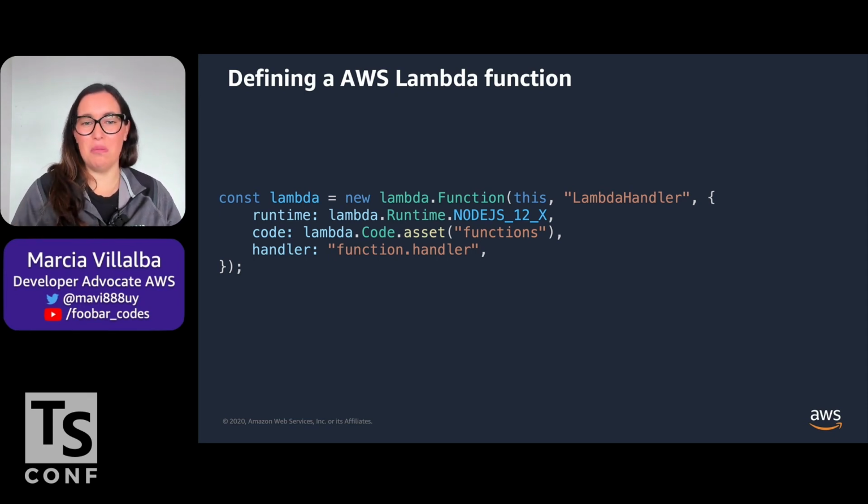We say a runtime. I'm using Node.js, and the runtime is the language that the Lambda function code itself is written in. Then we say where the code for these Lambda functions is, and we will say that it's in the folder functions. And then inside of the folder functions, you need to look for a file called function and a method called handler, and that's where my function needs to start executing. So that's how you define a Lambda function. It takes 4 lines of code, and you have a Lambda function that is working.